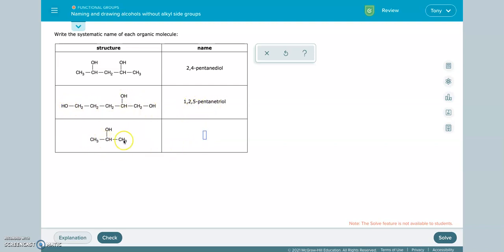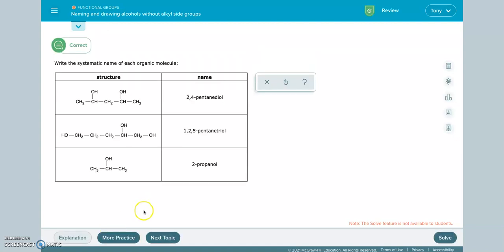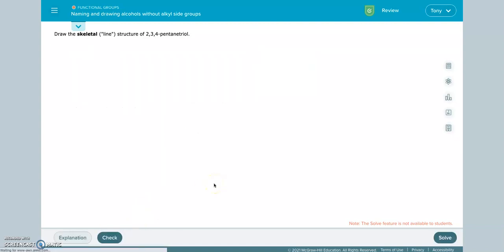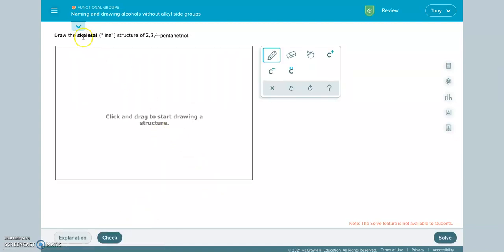And the last one here is going to be 2-propanol. So if we just have one OH group, it's a single OH, a single -ol. So we can just call this 2-propanol. This is also isopropanol. So isopropyl alcohol, if you are familiar with that, rubbing alcohol, that's what this is actually. All right, so let's go ahead and check that, and we'll do another example. And in this one, we're asked to draw a skeletal structure.